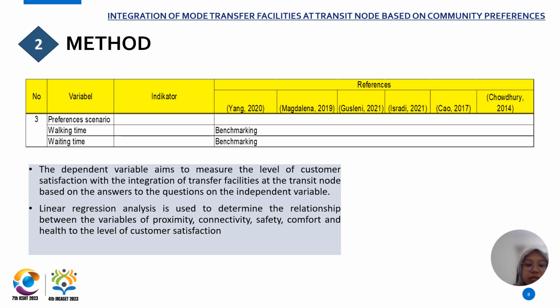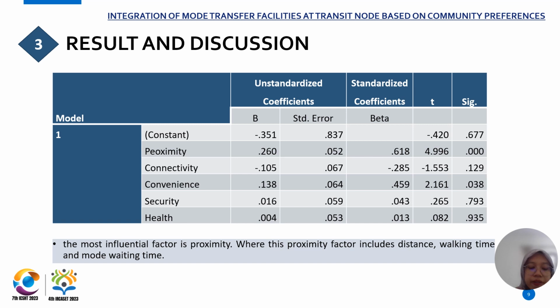Linear regression analysis is used to determine the relationship between the variables of proximity, connectivity, safety, comfort, and health to the level of customer satisfaction. From the results of the evaluation of the integration of modal transfer facilities, the most influential factor is proximity, where this proximity factor includes distance, walking time, and mode waiting time. Furthermore, it will be investigated how the influence of walking time and mode waiting time on users' willingness to switch to using public transportation in meeting their daily travel needs.